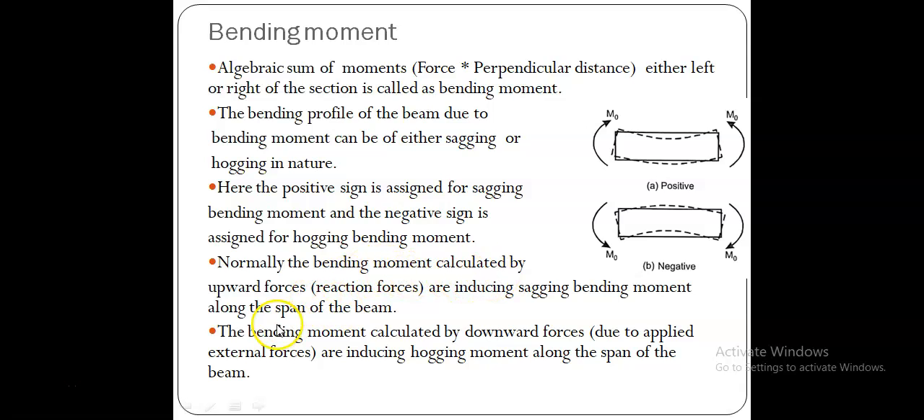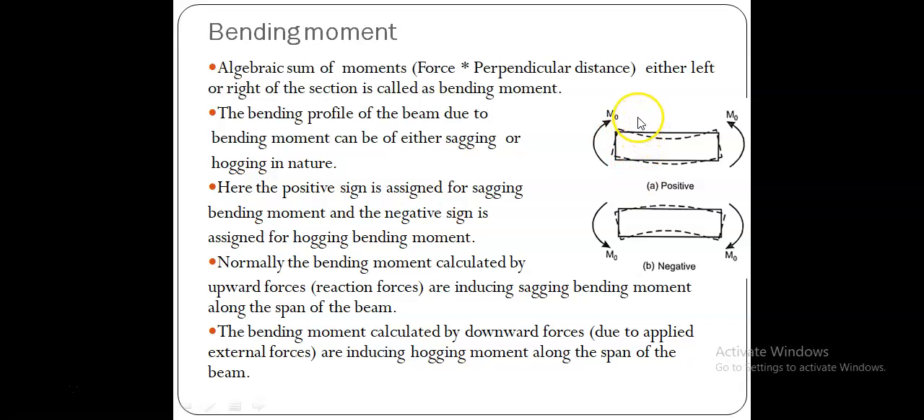Normally, the bending moment is calculated by upward forces or reaction forces. Suppose the beam is carrying only downward forces, then reactions are produced in the upward direction, because the nature of reaction is to produce equal and opposite forces. So if the beam carries vertical downloads and the reactions are upward, the moment is calculated by means of these upward reaction forces times some distance.